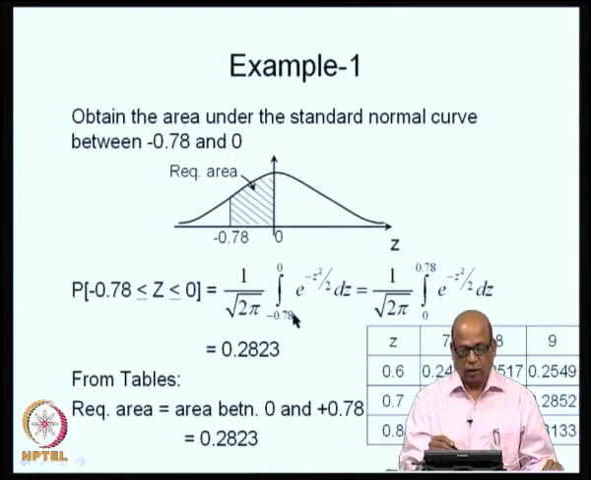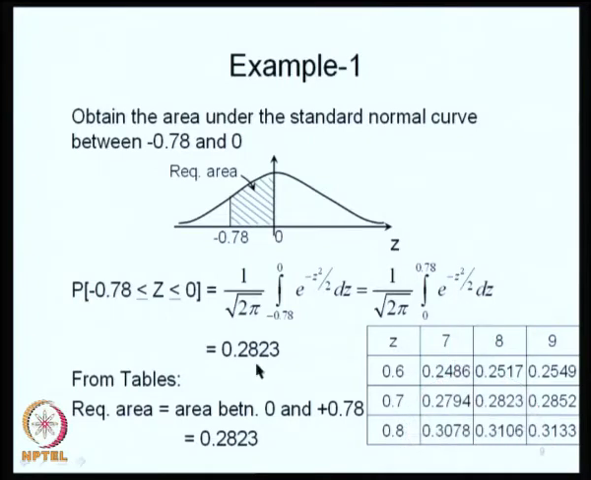So, we write this integration as minus 0.78 to 0, which by symmetry we write as 0 to 0.78, and we integrate it numerically using some standard software like MATLAB, and then get this probability. So, the area turns out to be 0.2823.